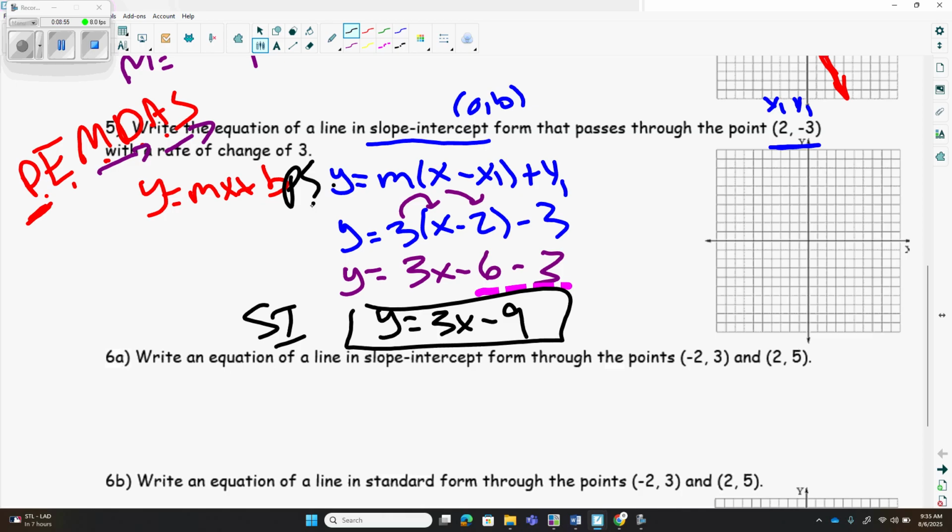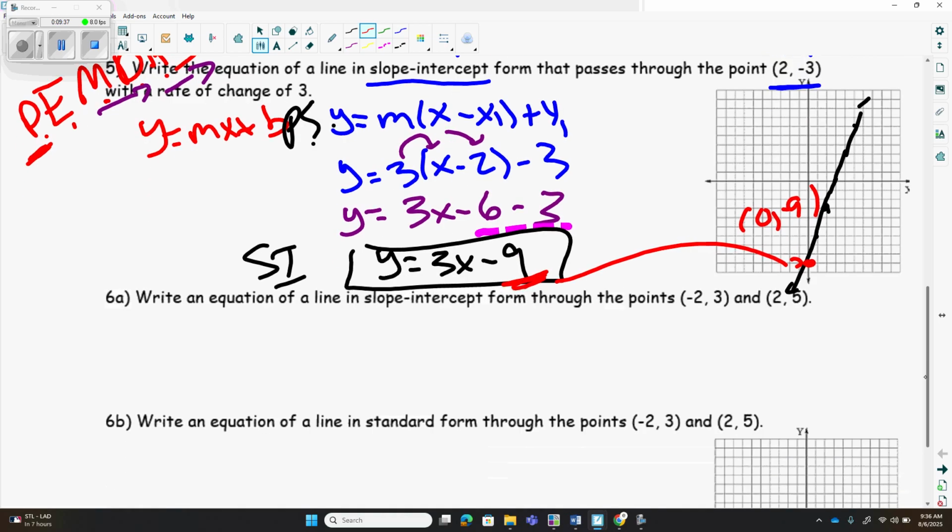Now, if I'm going through 2, negative 3, 2, negative 3 is right here. My slope is up 3 over 1, and I can just draw my line. Down 3 over 1. I should have 0, negative 9 on my paper. Oh, look at this. That is my y-intercept. My y-intercept is 0, negative 9. I must always write my y-intercept as a what? Ordered pair. It must be written as an ordered pair. Any intercept is written as an ordered pair. Otherwise, you just give me a number.